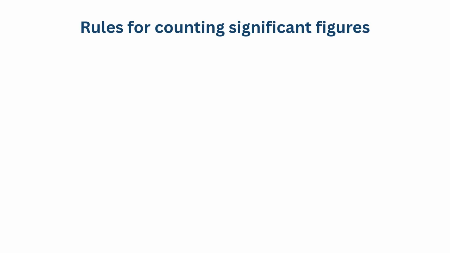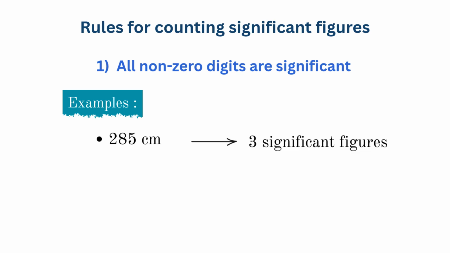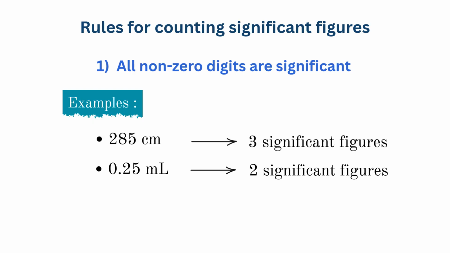Now let's learn the rules for counting significant figures. Rule number 1. All non-zero digits are significant. For example, 285 contains 3 significant figures. 0.25 contains 2 significant figures. Every non-zero digit is counted.